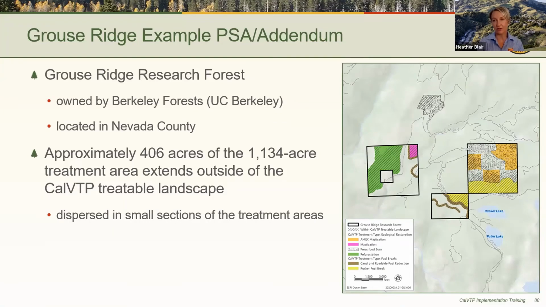The Grouse Ridge Research Forest is located in Nevada County and was acquired by Berkeley Forest in 2016. The area has a history of timber harvesting, wildfire, and recent regeneration, and is primarily used for research by UC Berkeley. So approximately 406 acres of the 1,134 acre treatment area extended outside of the CalVTP treatable landscape. The treatment areas that are outside of the treatable landscape are dispersed in small sections of the treatment areas as shown on the map on this slide. Next slide, please.